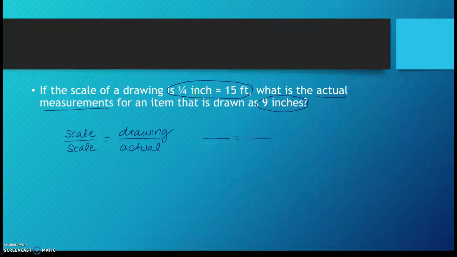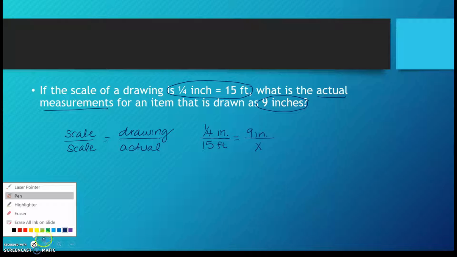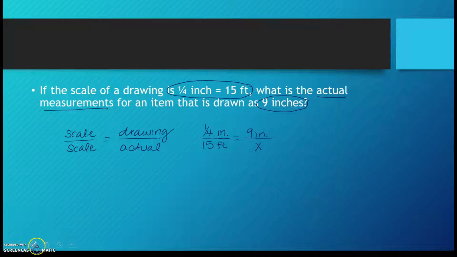So inches is my drawing. So it's 1/4 of an inch equals 15 feet. So it goes on the proportion over here with it. What is the actual? So actual's on the bottom, so we don't know the actual for an item that is 9 inches. Inches is on top, right? That's my drawing, 9 inches. Okay. So let's go ahead and do our cross product.